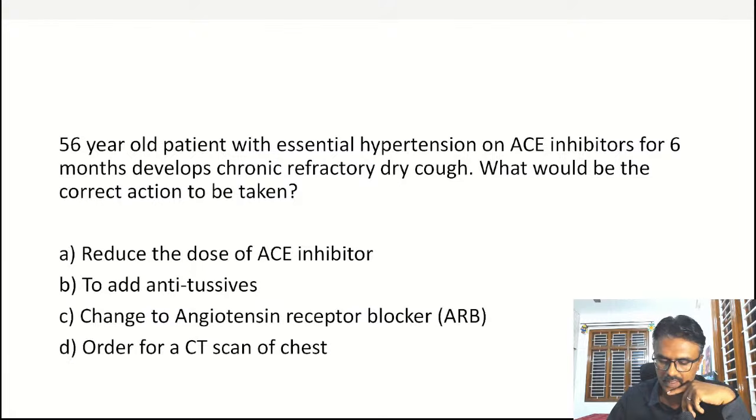A 56-year-old patient has essential hypertension and has been on an ACE inhibitor for 6 months. He develops chronic refractory dry cough. What would be the correct action to be taken? So the patient is on pills and now he is having cough. What do you do? Reduce the dose, give an antitussive, change to ARB, or get a CT scan to check for tuberculosis? What will you do? Come on.